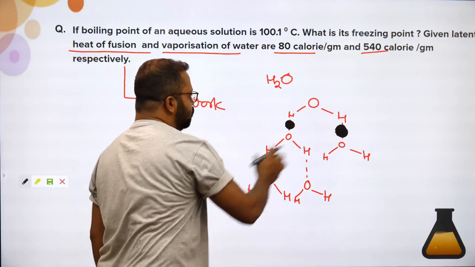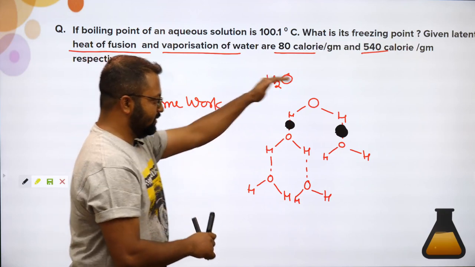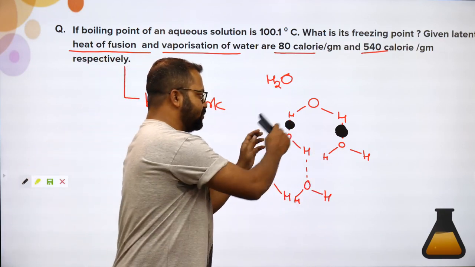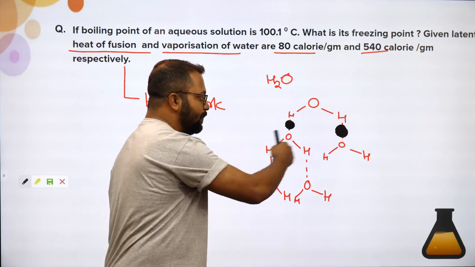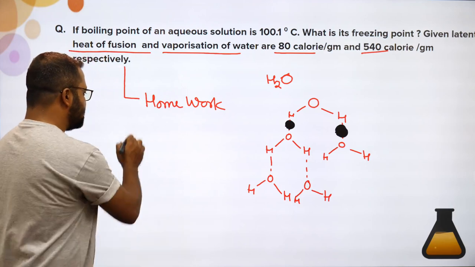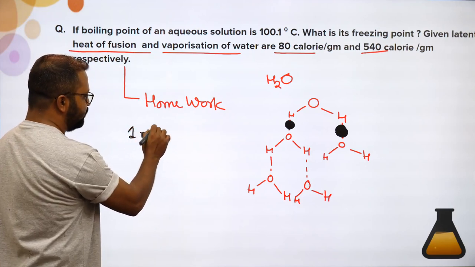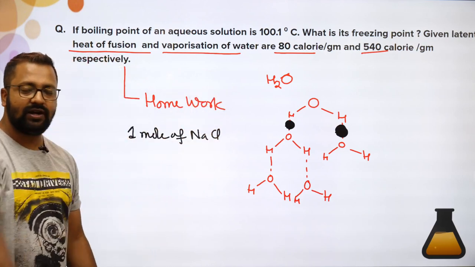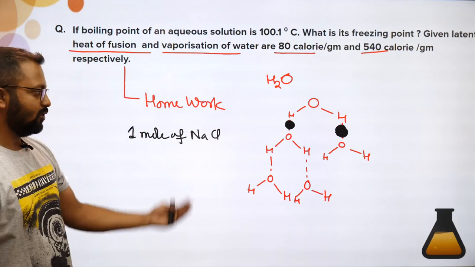If there are only two, disruption will be less. If the disruption is more, that will be because these black dots are more. So suppose I take 1 mole of NaCl. This is a very important concept which we will discuss in the next class.